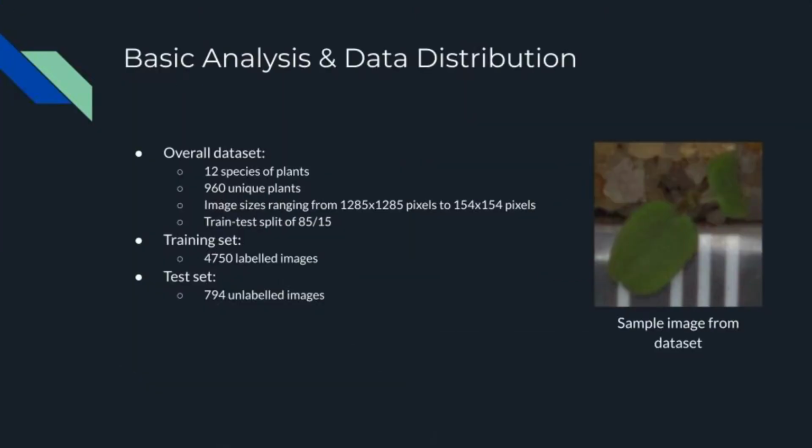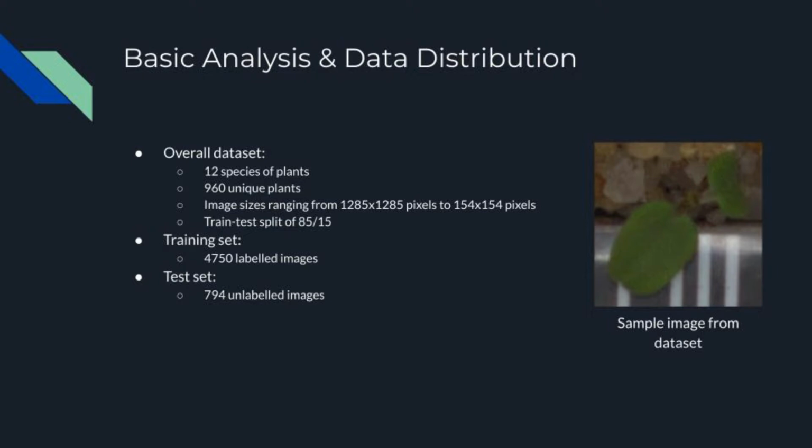Let's move on to the exploratory data analysis. The goal of the exploratory data analysis is to gather as much information as possible from the dataset to choose the right approach to tackle the problem statement. This particular dataset provided by the competition contains images of 960 unique plants belonging to 12 species at various growth stages. In the training set, there are 4,750 labeled RGB images of plant seedlings classified into 12 different species. In the test set, there are 794 unlabeled images of plant seedlings. This gives us a train-test split of about 85 to 15.